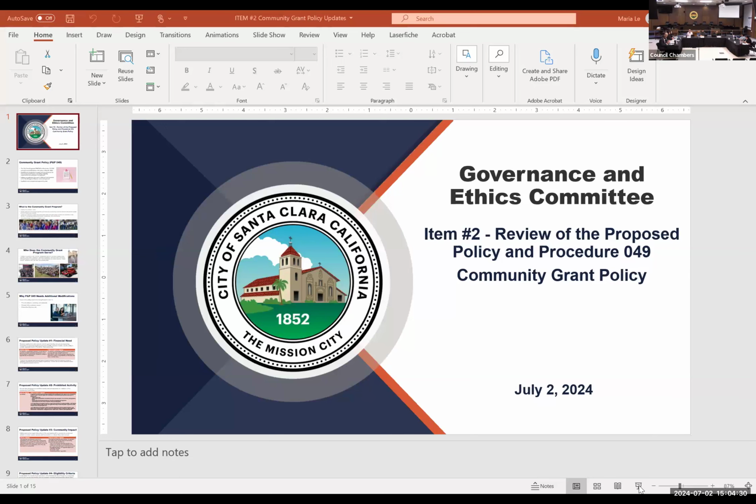Okay, item number 2, 24-6 to 7. Review policy and procedure 049, community grant policy. City manager, you have some comments on that? Sure. Thank you, Chair Jahal, Javon Grogan, City Manager. Before we begin with this presentation on the proposed changes to the community grant program, which we're calling a policy update, I want to take some time to share the context for why this item is being brought to you.